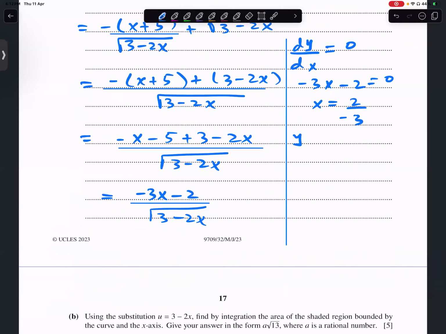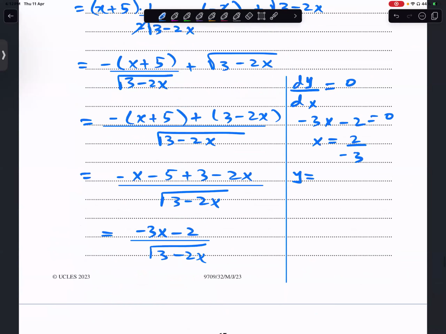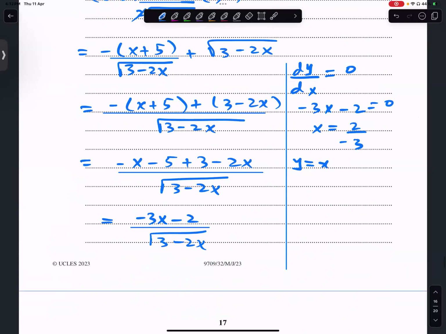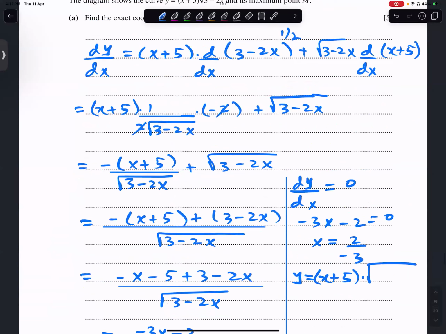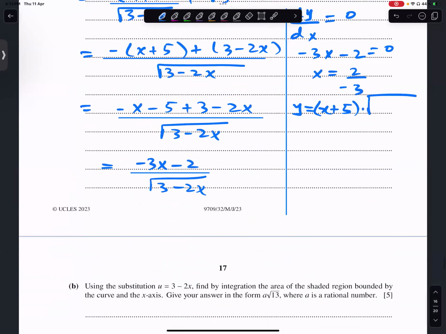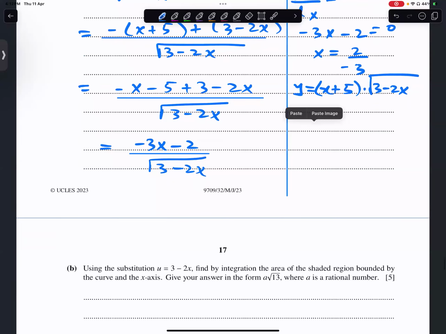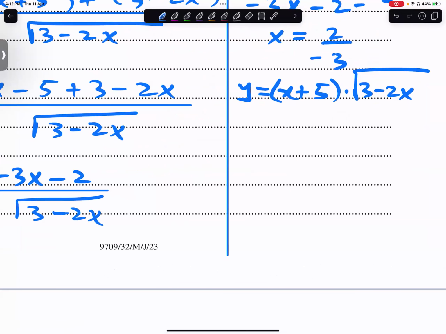And now put this value of x in y, which is x plus 5 times the root of 3 minus 2x. So y is equal to minus 2 by 3 plus 5.